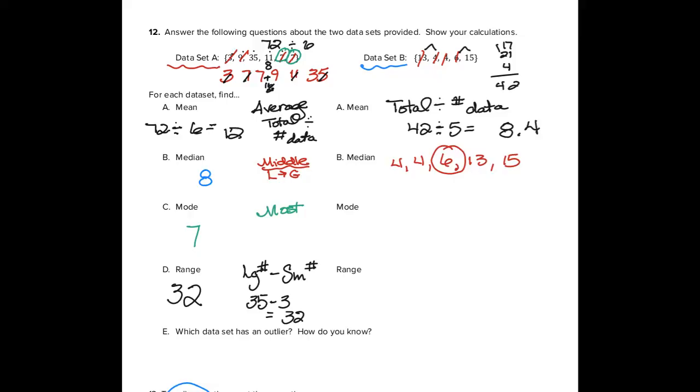Great. How about the mode? Which one occurs the most in data set B? Yes. So that is 4. It occurs twice. And range. Take a look. What is my range here? Excellent. Yeah, we got 15. That's your largest number minus your smallest number, which is 4, gives a range of 11.